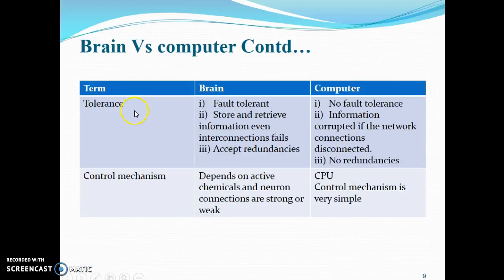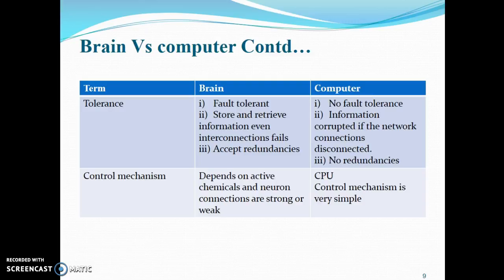Now we have tolerance. The brain is fault tolerant, and it stores and retrieves information even if interconnections fail. We have 10 to the power 15 interconnections. If some of the interconnections fail, we can still store and retrieve information. It accepts redundancies. But in the computer there is no fault tolerance. Information is corrupted if the network connection is disconnected.